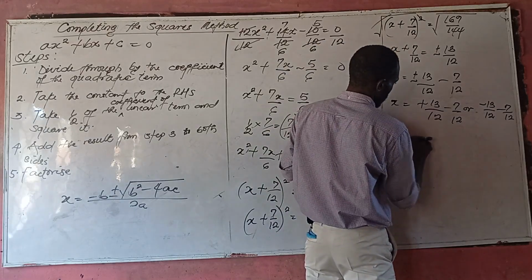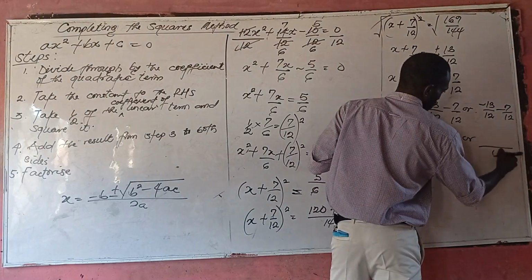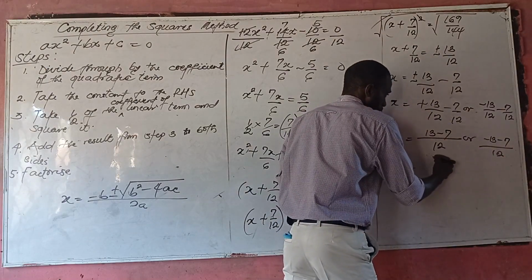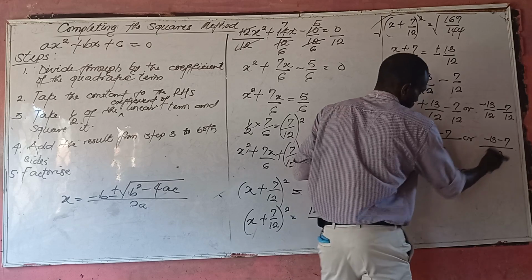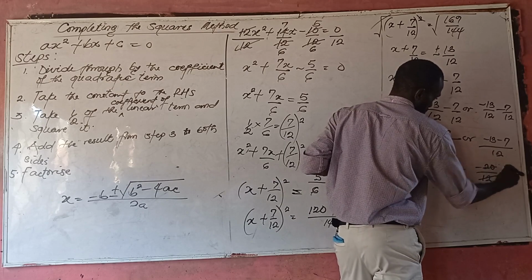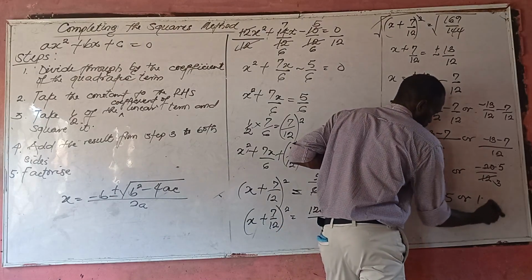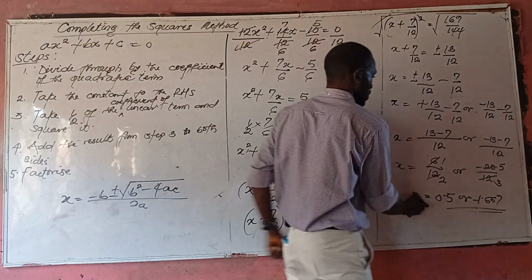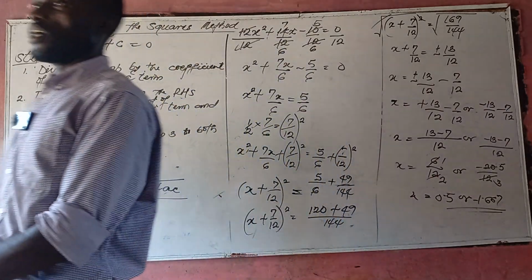So here, x becomes LCM 12, 13 minus 7, or LCM 12, minus 13 minus 7. In both cases, x equals 6 over 12, which is 1 over 2, or minus 20 over 12, which is minus 5 over 3. So our answer equals 0.5 or minus 1.667. Is it clear? You can leave the answer in fractional form as well. Is it clear? So you follow the steps.